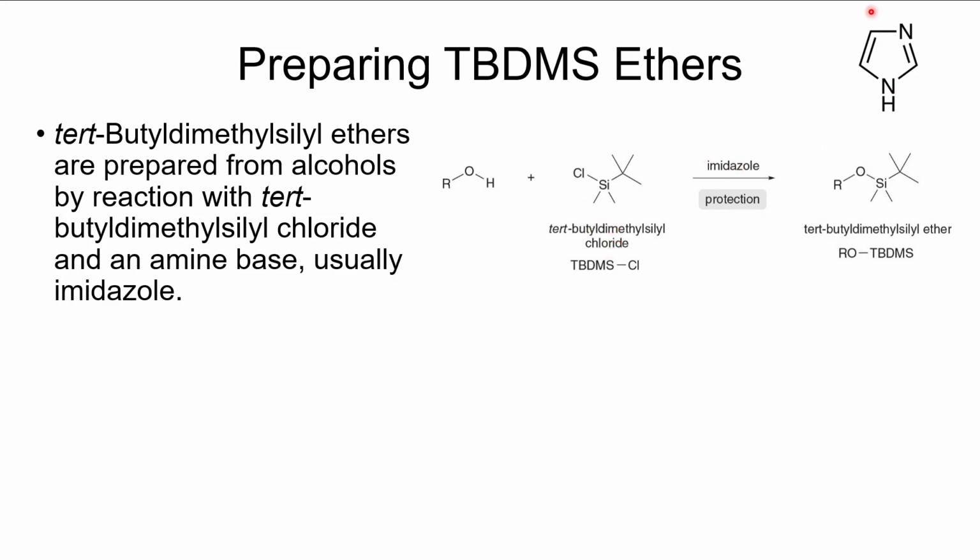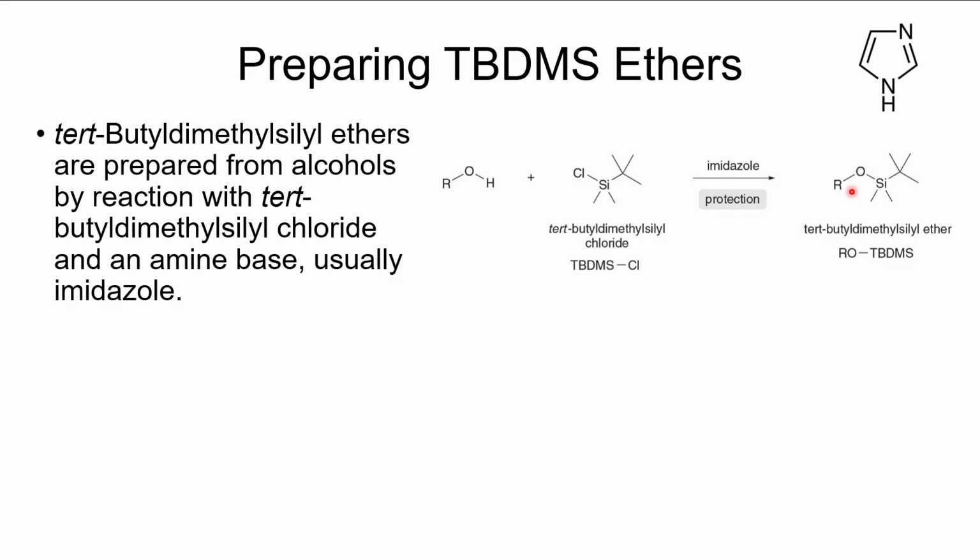And in the presence of this fairly weak base, we can deprotonate this OH, and this will react with the silicon to make a silicon-oxygen bond, and chloride will be lost. And that is our protecting group. As I mentioned, that protecting group is pretty robust and will stand up to a lot of acidic conditions and basic conditions. And so we can do all kinds of reactions on it.